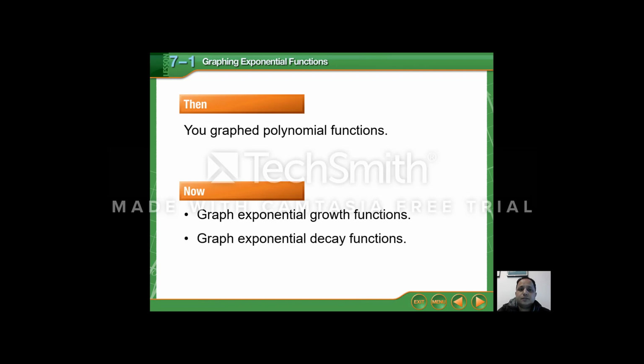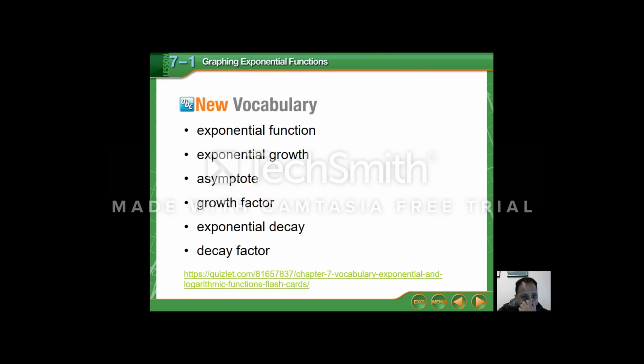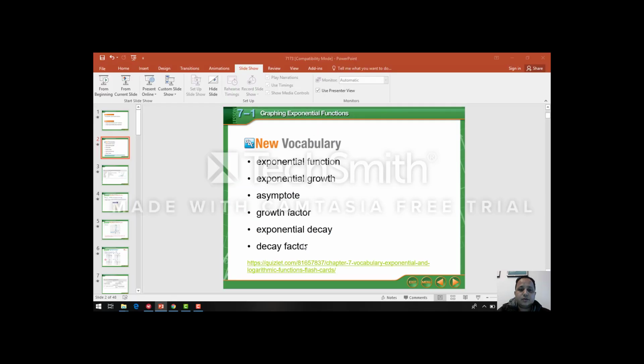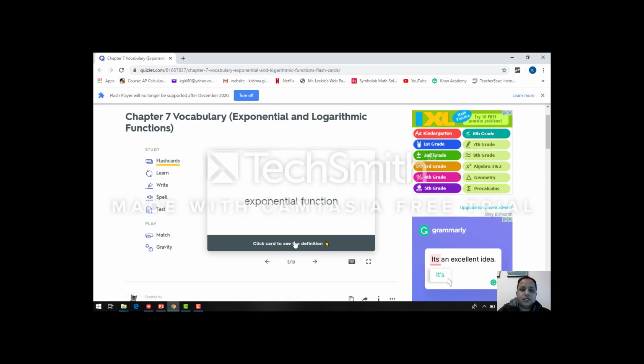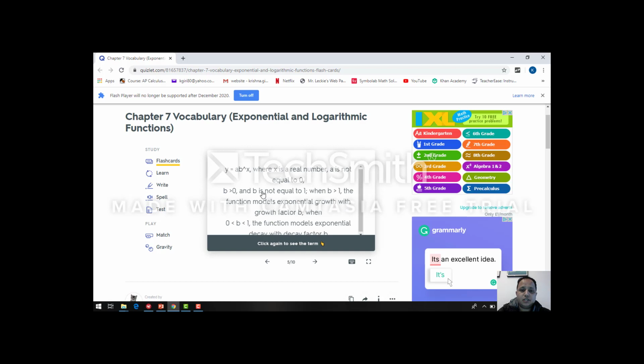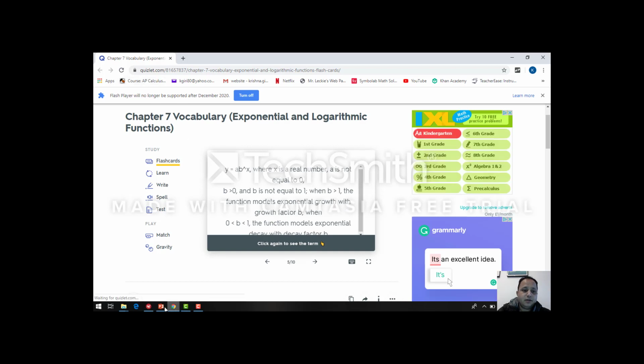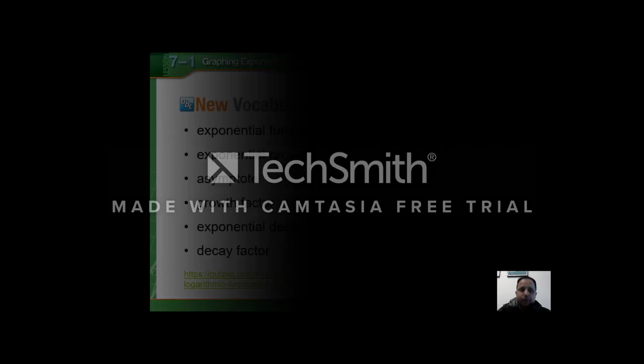To begin with, this is the list of vocabulary. I'm not going to go through them one by one because we don't have time, and I cannot upload a long video online. So there's a link that I have sent here. I want you to click on this link and write down the definitions of each of these functions. This will be the first homework assignment for you. This is how a page looks: you have an exponential function, click here, you have the definition, and copy this. So that will be your first assignment for this semester.